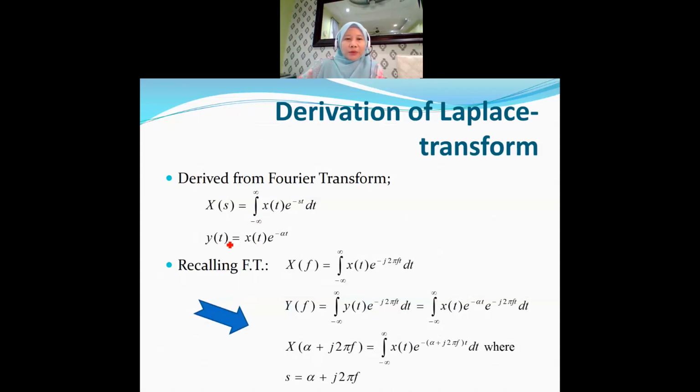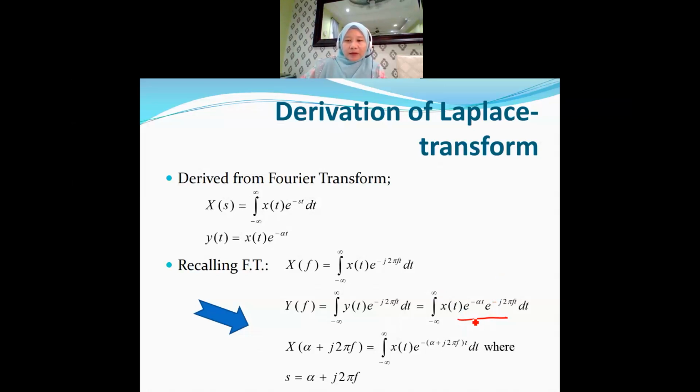So what is that? y(t) equals x(t) exponent negative alpha t. Okay, recalling the Fourier transform. The Fourier transform X(f) is equal to the integral of the continuous time signal x(t) from negative infinity to positive infinity, exponent negative j 2 pi f t dt. So Y(f) equals the integral of y(t) exponent negative j 2 pi f t dt, and it equals the integral of x(t) exponent negative alpha t exponent negative j 2 pi f t dt.